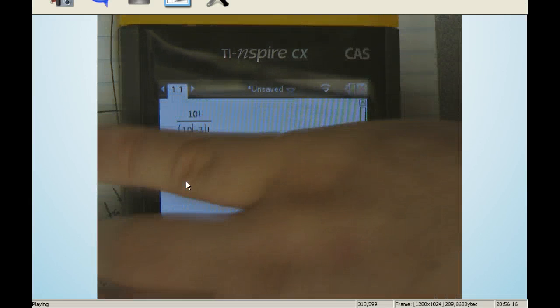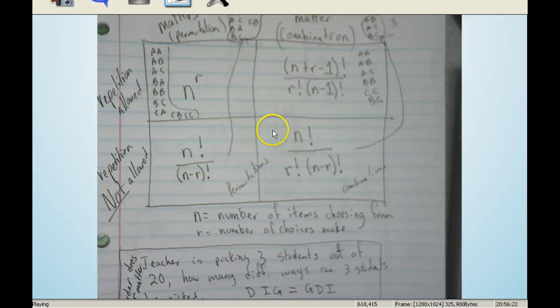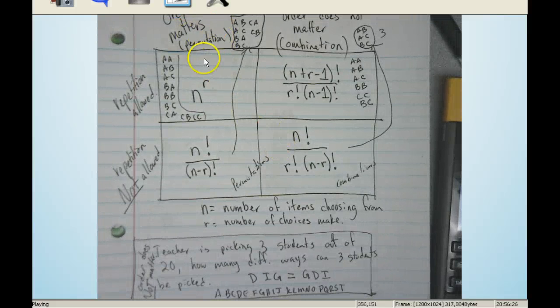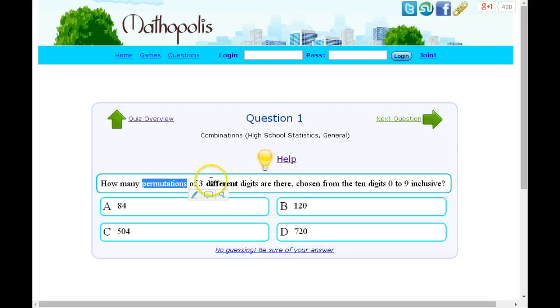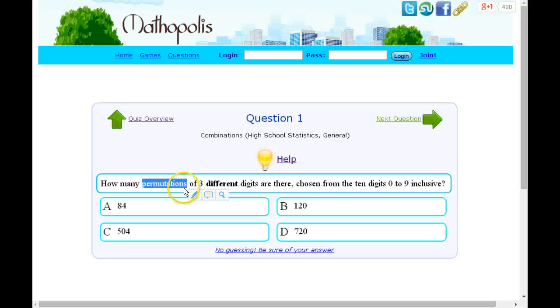Let me zoom out here just a minute. We look at our table and ask, which formula are we going to use? It's telling us it's a permutation, so it's one of these two formulas: n to the r, or n factorial over n minus r factorial. The only question is which one. Are we allowed to use repetition, or is repetition not allowed?